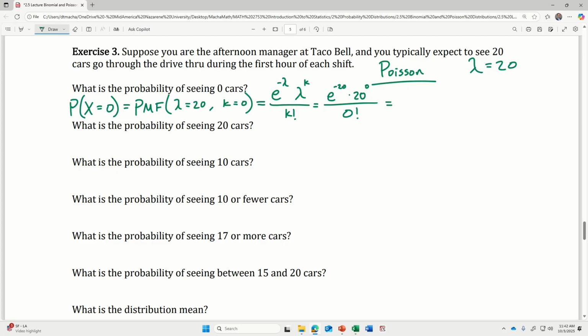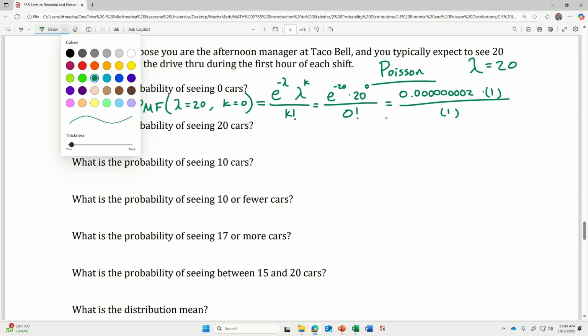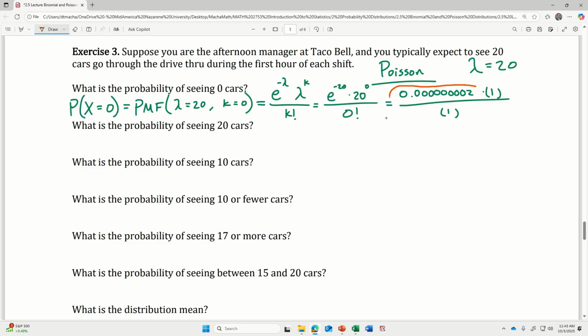Your calculator can tell you what e to the negative 20 is. There's even a special button that says e to the x. It's right above the natural log button, so you have to hit second and then ln. And then you get e to the power, you type in negative 20. That's a super small number, according to my calculator. I don't even know how many zeros that is. 1, 2, 3, 4, 5, 6, 7, 8. 20 to the 0 power is 1, 0 factorial is 1, and so you don't have to multiply or divide by 1. That's the answer there.